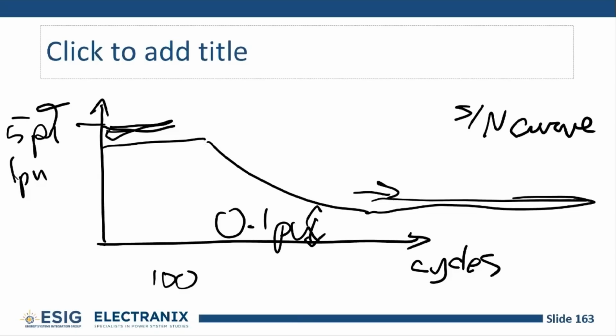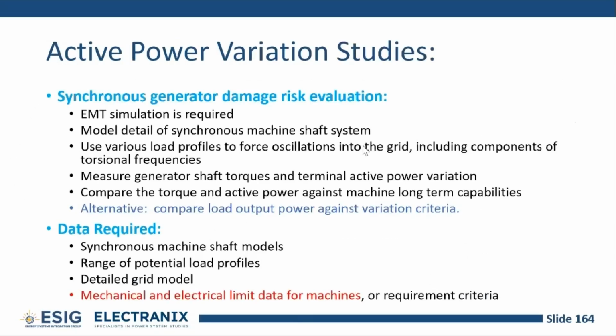Okay, at some point, this machine can handle an infinite number of oscillations. So if we're going to do a study, if we have a load that's moving up and down, and we want to know whether this is going to eventually damage a synchronous machine shaft, we can do an EMT simulation. We have to use EMT because it's not 60 hertz, it's all kinds of frequencies. We need to model a detailed version of the synchronous machine shaft. So we need what's called a multi-mass model, where we have all the shafts and all the spring constants.